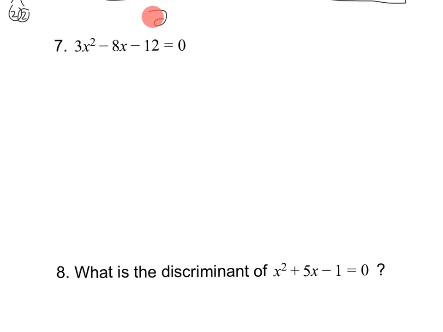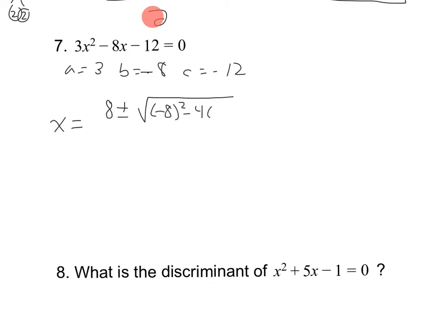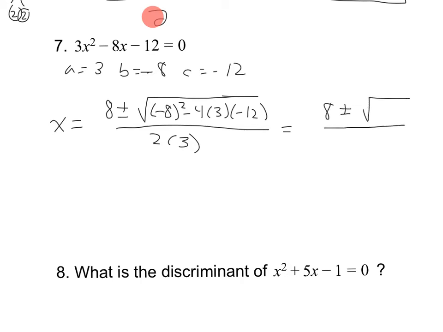Okay, let's look at number 7. Number 7 says we're solving still, so we have a is 3, b is negative 8, c is negative 12. So our quadratic formula is going to say the opposite of negative 8 is 8, plus or minus the square root, negative 8 squared, minus 4 times 3 times negative 12, all over 2 times 3. So same idea, so we have 8 plus or minus the square root of something over 6. So negative 8 squared is going to be 64.